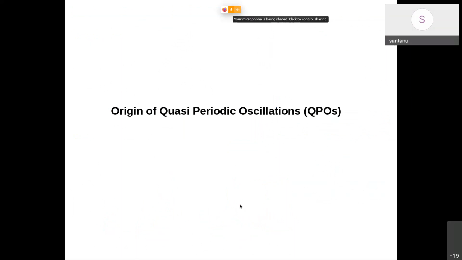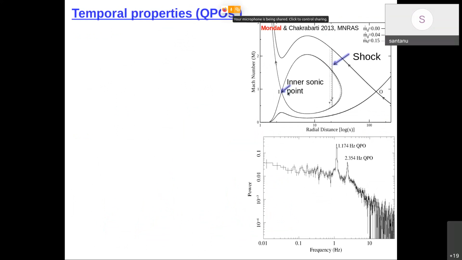Now we will talk about the origin of quasi-periodic oscillations. So here at the top right panel, you can see the full solution of the flow. O is the outer sonic point and I is the inner sonic point. If we look at the arrow, matter is coming from the outer boundary of the disk, passing through the outer sonic point and forming a shock. These transitions, three transitions, are for three different accretion rates, and then it again passes through the inner sonic point and enters into the black hole.